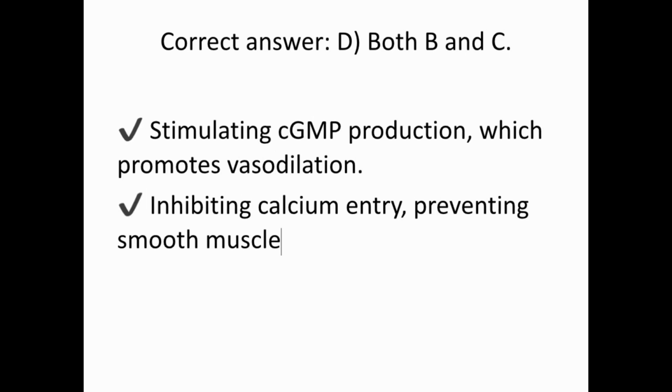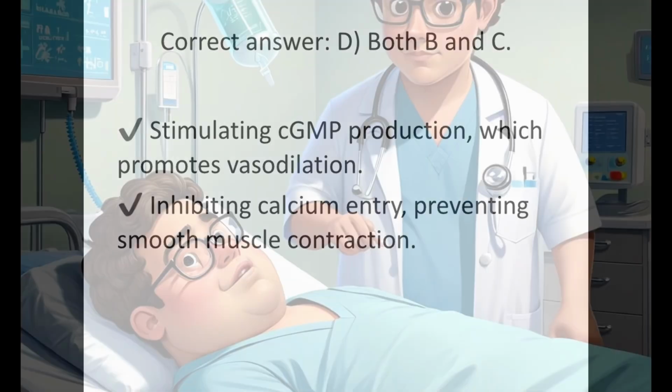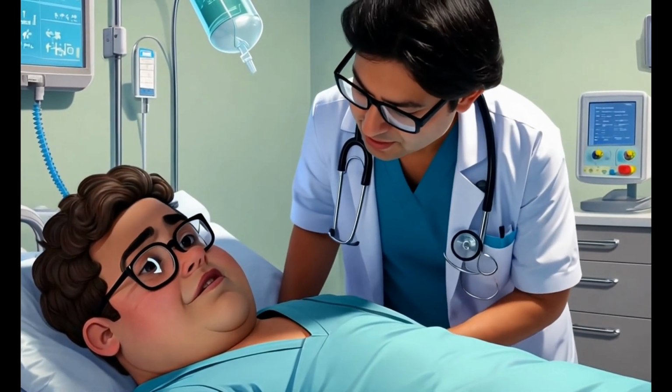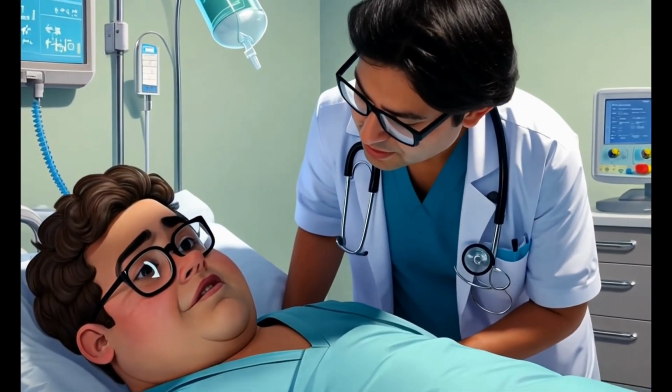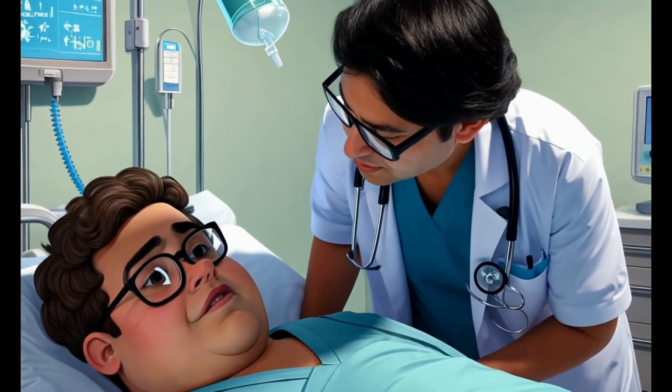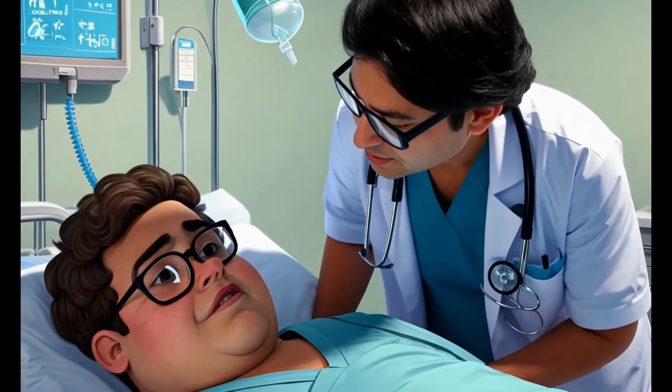Inhaled NO 20 ppm can reduce HPV by stimulating cGMP production, which promotes vasodilation, and inhibiting calcium entry, preventing smooth muscle contraction. In clinical settings, inhaled NO is used to treat pulmonary hypertension and hypoxemic respiratory failure by selectively vasodilating pulmonary vessels without affecting systemic blood pressure.